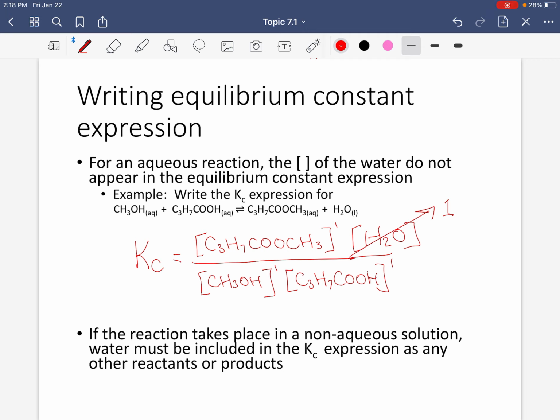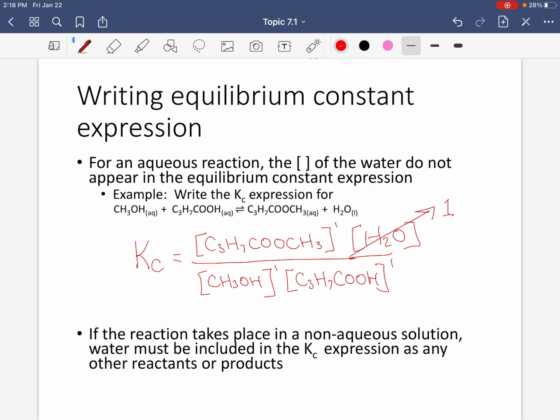Okay? Not 0. People say, but you scratch things out. Does that mean it's 0? No. If that's 0, you'll notice that your numerator and your Kc would be 0. That's absurd. Okay? So H2O is abbreviated by, of course, the concentration of 1.